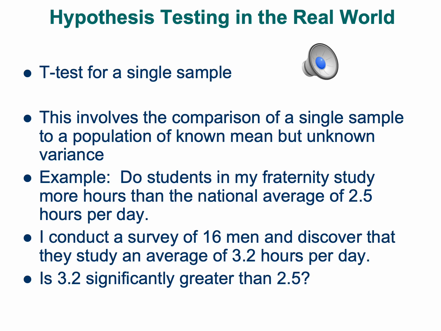So I need to go out, do a statistical test, and then figure out if the 3.2 was unlikely to have occurred by chance. And if it didn't occur by chance, then I reject the null hypothesis. I accept that 3.2 then is significantly greater than 2.5. Men in my fraternity are studying significantly more than the national average. So I have to go out and figure that out, and we'll do that complete test in the example here.